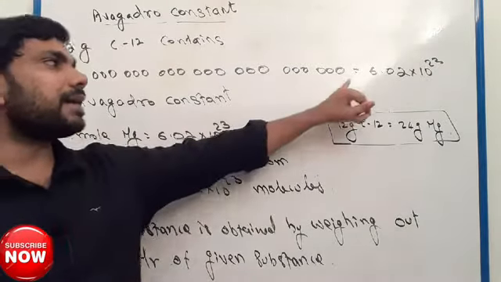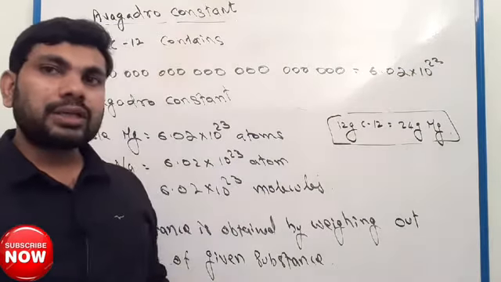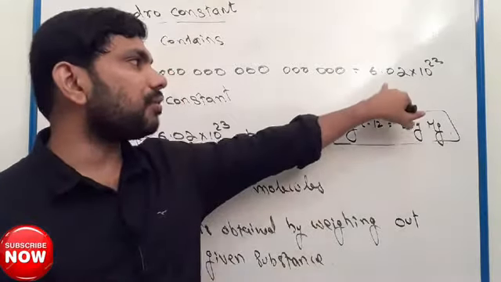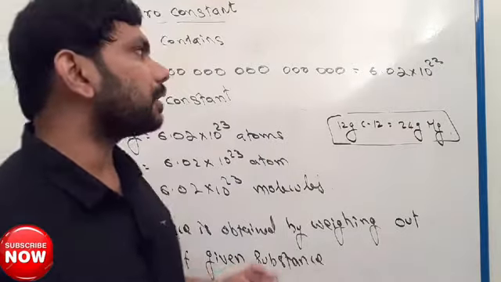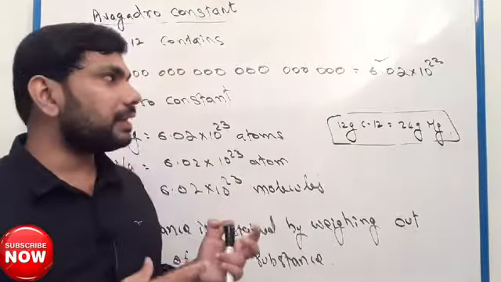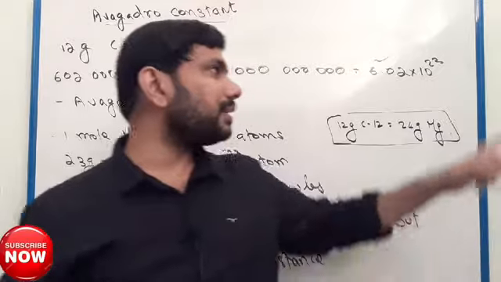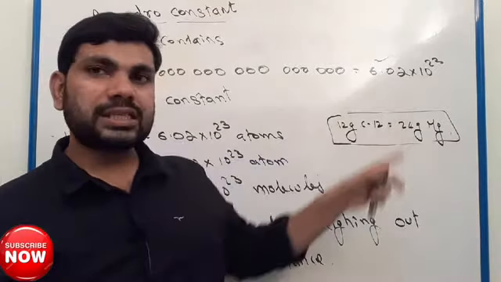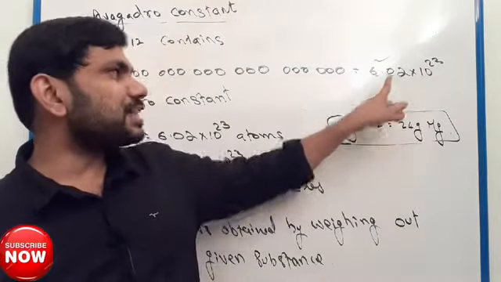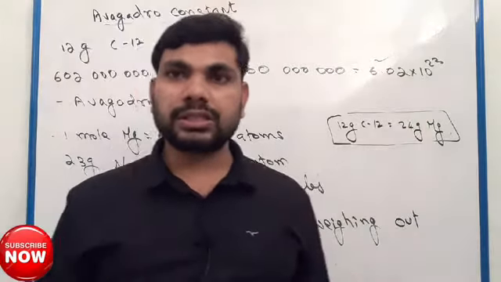Shortly we can write it as 6.02 times 10 power 23. 12 gram carbon 12 isotope contains this many atoms, and this number is called the Avogadro constant because this discovery was made by the Italian scientist Avogadro. 12 gram carbon 12 isotope contains 6.02 times 10 power 23 particles.